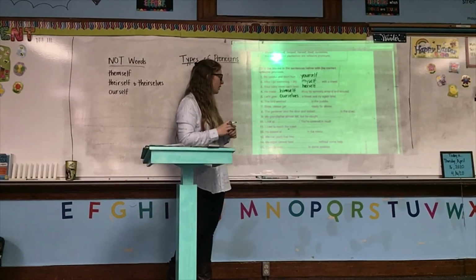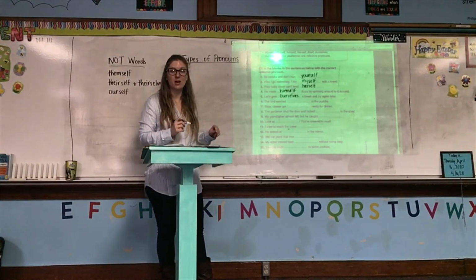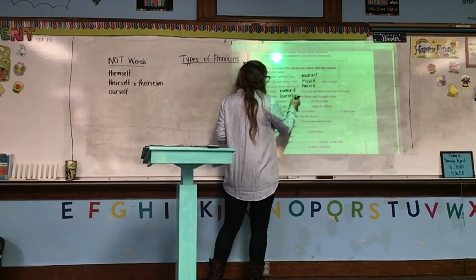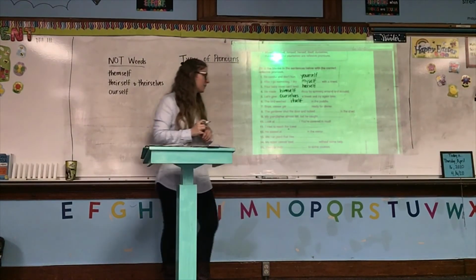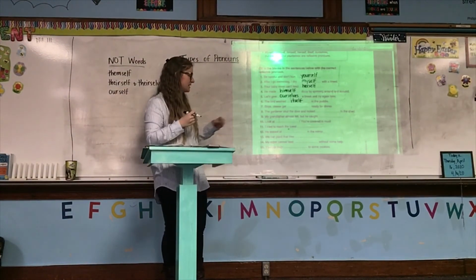Number 6, the bird washed blank in the puddle. Well, the bird is the subject, and we would use it because we don't know if it's a girl or a boy. So the bird washed itself in the puddle. The bird is washing itself, so it's doing the action to itself.